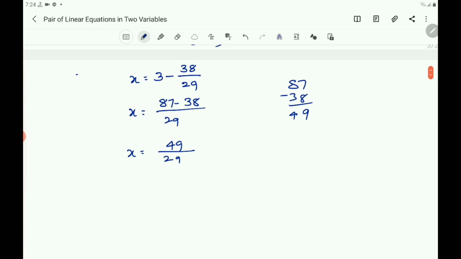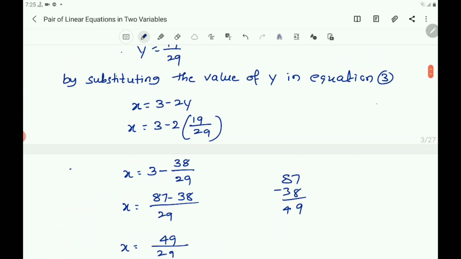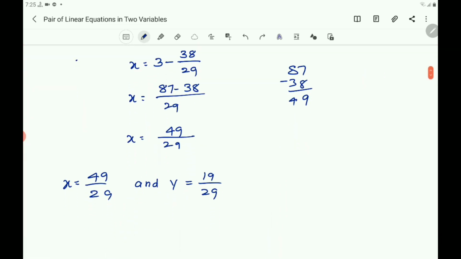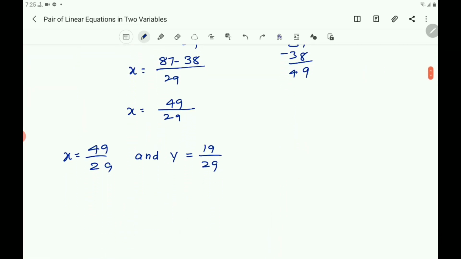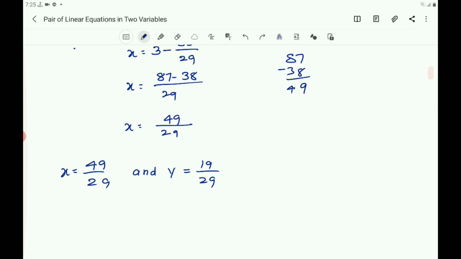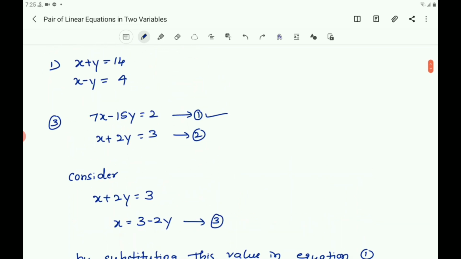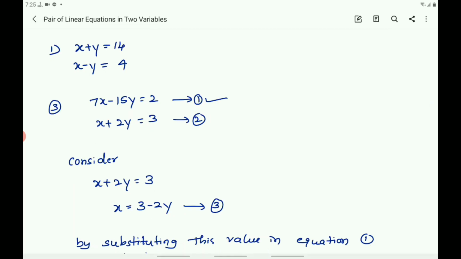Here you got that x equals 49 by 29 and y equals 19 by 29. And if you substitute x equals 49 by 29 and y equals 19 by 29 in the first and second equations, you can verify whether both the equations are satisfied or not.